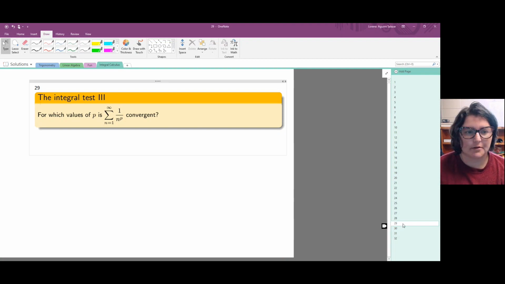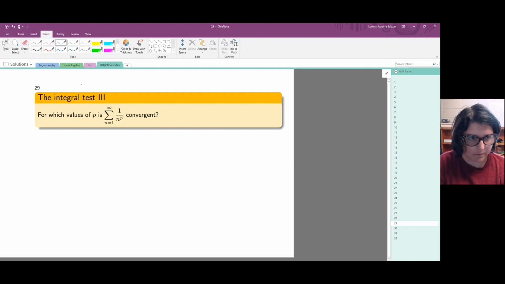So we have the series from 1 to infinity of 1 over n to the p, and p is a number. We want to know for which values the series is convergent. So let's see. We have various things to do here. So notice that the nth term of the series is a sub n equals 1 over n to the p. And p can be positive, negative, or 0.